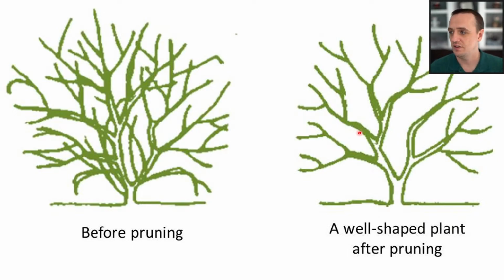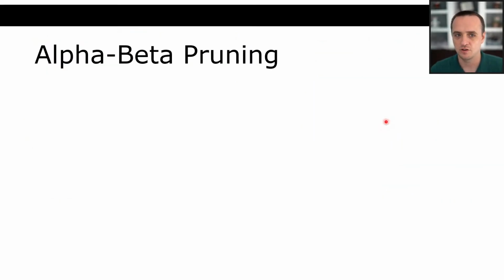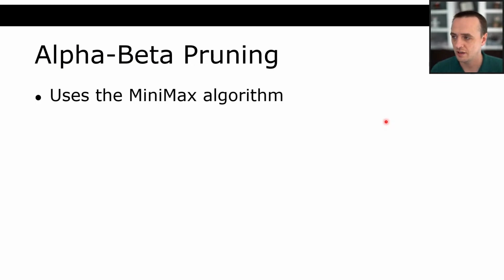And so this is why it's called AlphaBeta pruning. You take a tree with a bunch of branches that you don't actually need, and you only pay attention to the stuff you do need, right? That is what AlphaBeta is doing. So AlphaBeta pruning is going to be applied to the MiniMax algorithm.